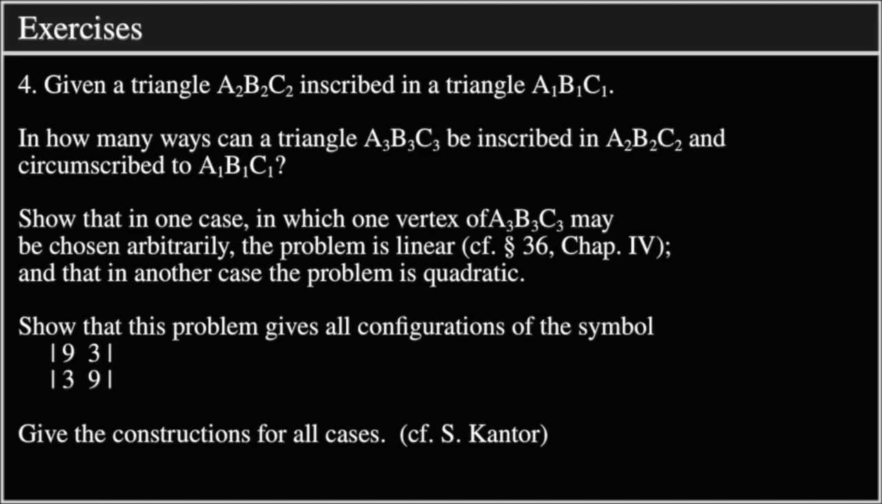4. Given a triangle A2, B2, C2 inscribed in a triangle A1, B1, C1, in how many ways can a triangle A3, B3, C3 be inscribed in A2, B2, C2 and circumscribed to A1, B1, C1? Show that in one case, in which one vertex of A3, B3, C3 may be chosen arbitrarily, the problem is linear, chiefly section 36, chapter 4, and that in another case the problem is quadratic. Show that this problem gives all configurations of the symbol 9339. Give the constructions for all cases, chiefly S.